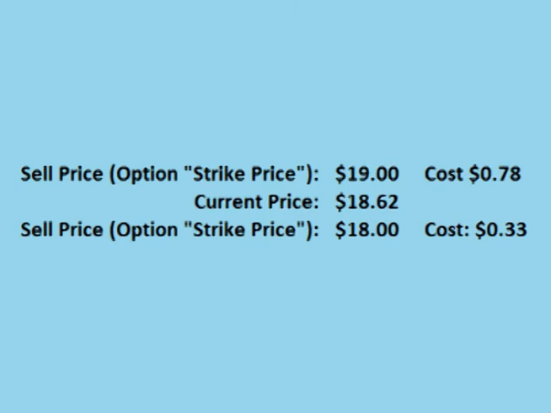Notice here that the trader locks in the right to sell the stock for $19, but the stock is currently trading at only $18.62 per share. Therefore, the trader locks in the right to sell the stock for a price that is 38 cents a share higher than the stock is currently trading for. However, he paid more up front. He paid 78 cents per share for this option, with the option allowing him to sell for $18 only costing 33 cents per share. He pays 45 cents per share more up front, but if the price of SLV drops, he has locked in the right to sell it for $1 per share higher.